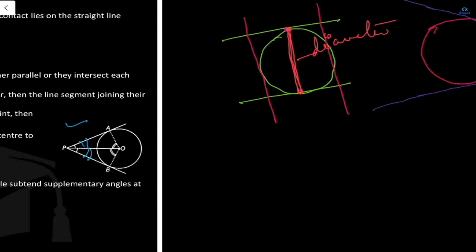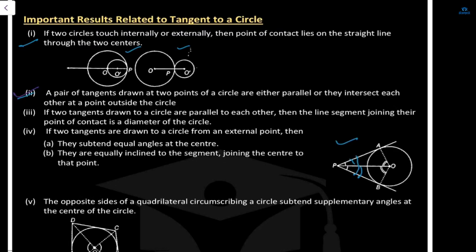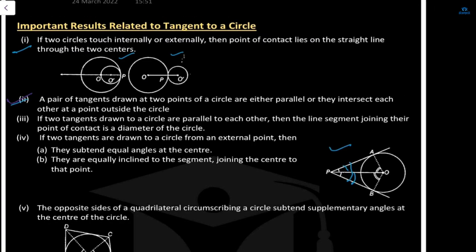Understood? Shazan, I was discussing the important results related to tangent to a circle. The first one you can see here: if you are drawing two circles which are touching internally or externally, I'm not talking about concentric circles, only any two circles of any size, if they are touching each other, then the point of contact will lie on the straight line that passes through the centers of both circles.